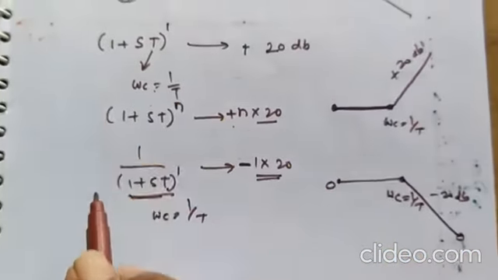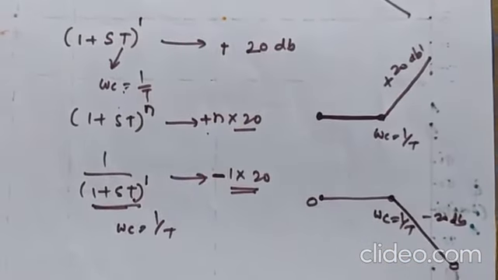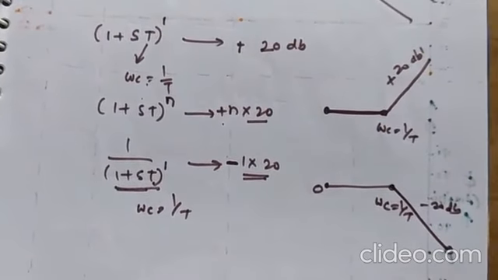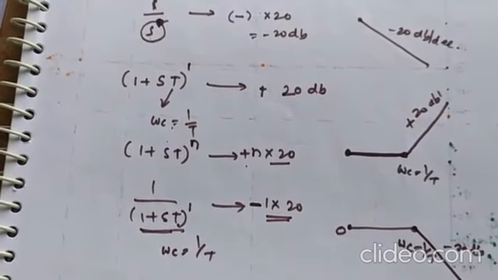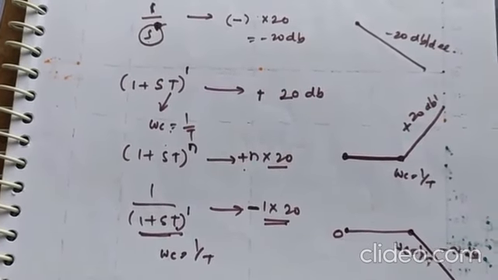So this is a basic, commonly used factor. Again we have 2 quadratic factors, but they are not commonly repeated. These are the 4 factors you have to remember for the Bode plot diagram representation.